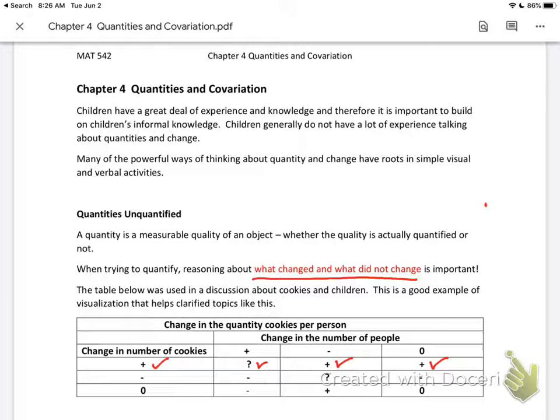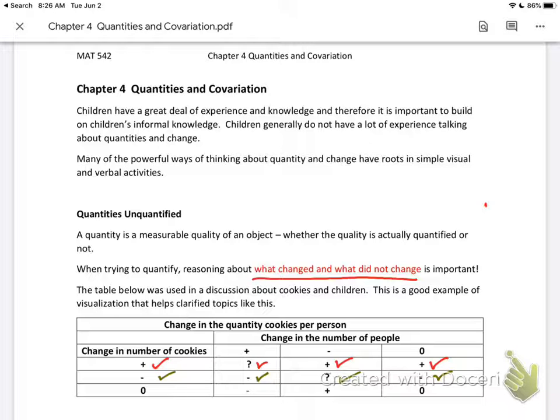So let's go through the decrease. What if I decrease the number of cookies? If I decrease the number of cookies and I increase the number of people, I am definitely going to have fewer cookies per person. If I decrease the number of cookies and I decrease the number of people, that's indeterminate. I can't tell what the impact is going to be. If I decrease the number of cookies and I don't change the number of people, then I'm definitely going to have fewer cookies per person.